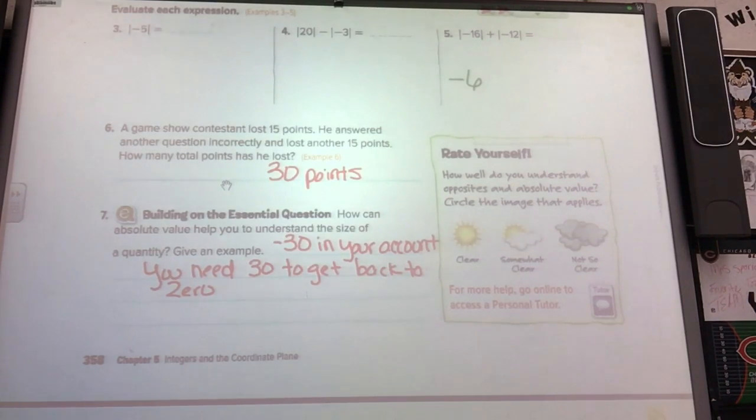All right, I want you to rate yourself. How well do you understand opposites and absolute value? If you are clear, you got a sunshiny day, circle that. Somewhat clear, you know, you're getting there, you're not so sure, do the partly cloudy. And if it's not so clear and the whole thing's a clouded mess, circle your clouds.